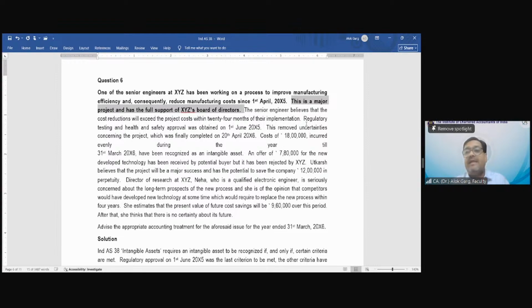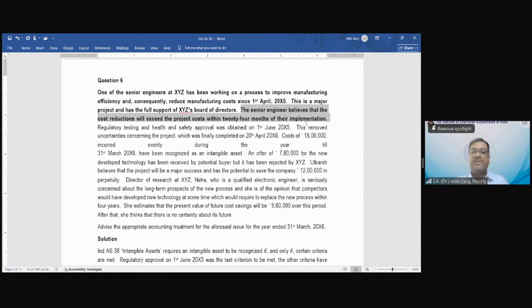These lines are given to confuse you, right? And at times there are meanings which are hidden in these lines also. This is a major project and has the full support of the XYZ board of directors. The senior engineer believes that the cost reductions will exceed the project cost within 24 months of their implementation.